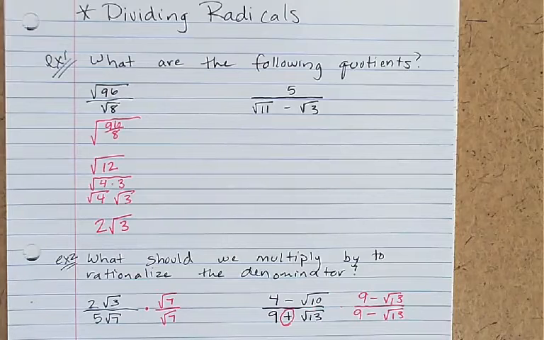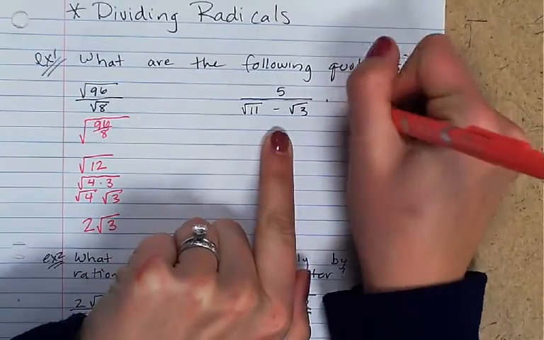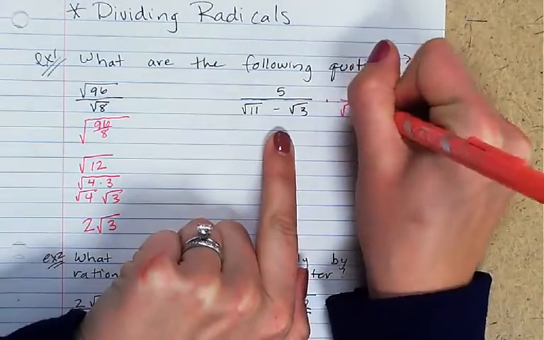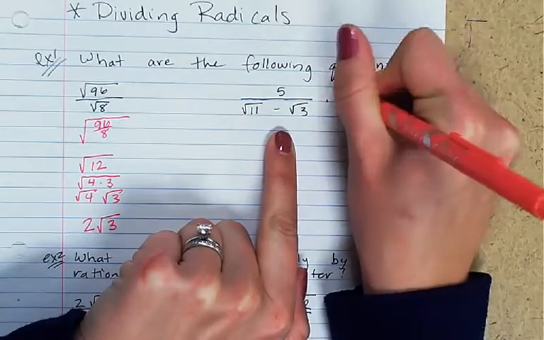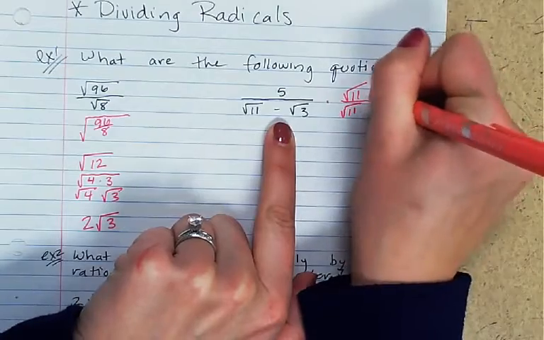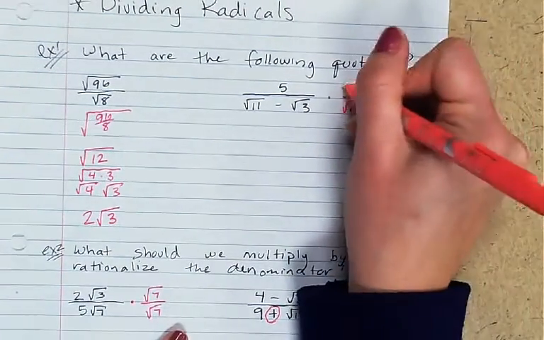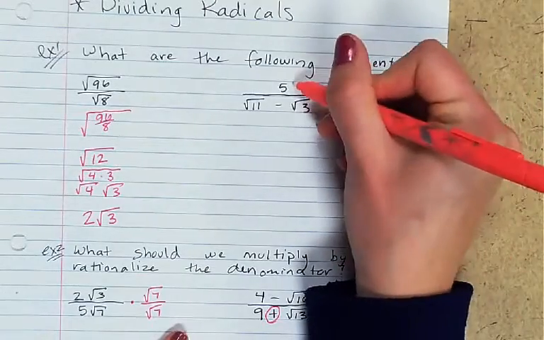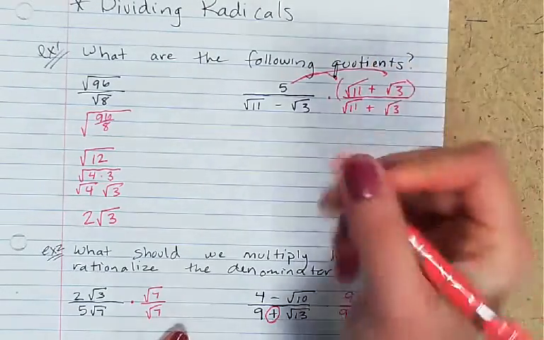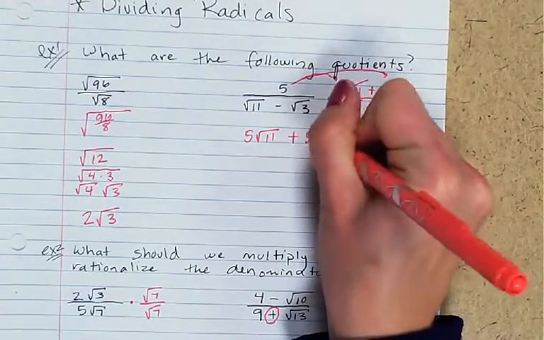On the second one, it says 5 divided by root 11 minus root 3. So this is one of the ones that we're going to have to multiply by the conjugate because we have a subtraction sign in there. So what I'm going to do is multiply the top and bottom. Since this is subtraction, we have to do the opposite. So it's going to be root 11 plus root 3. So in the numerator, essentially you just distribute the 5 to both parts. So in the numerator, we end up with 5 root 11 plus 5 root 3.